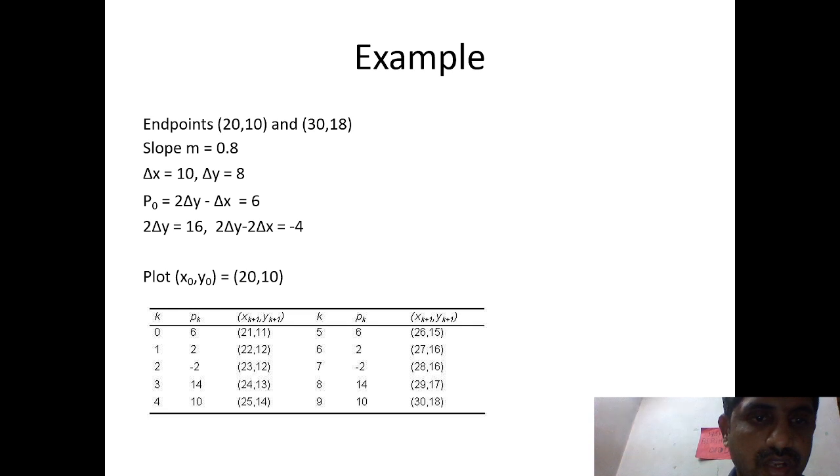Now the pk values for k equal to 0 through 9 are 6, 2, minus 2, 14, 10, and so on. Then xk plus 1, yk plus 1 are 21 comma 11, 22 comma 12, 23 comma 12, then 26 comma 15, 27 comma 16, 28 comma 16, 29 comma 17, and 30 comma 18.